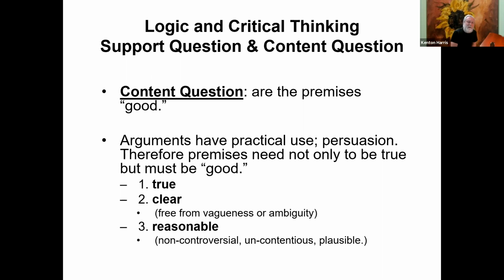By reasonable, I mean non-controversial or uncontentious or plausible. Again, remember what the point of an argument is. It's to persuade. So you can't use premises that your audience finds unreasonable or unacceptable. If they don't accept your premise set, then even if what you're saying is true, and even if it's clear, it's not going to be convincing.